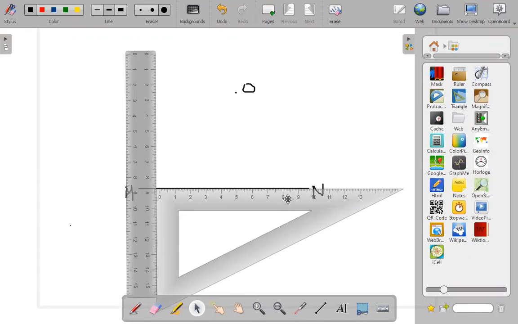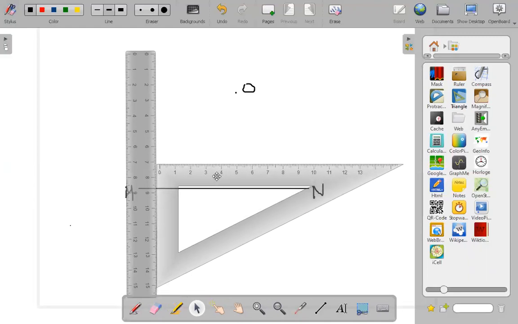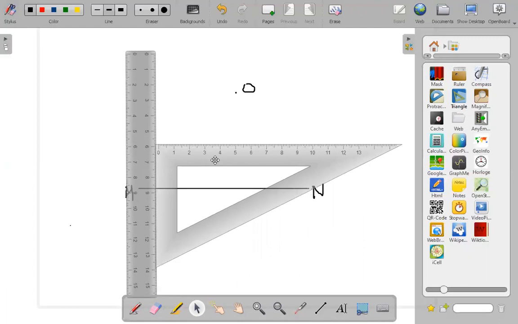Make sure it's resting just like this, exactly like this. All right, the set square is resting on the line, the initial line that you've drawn, and the other edge of the set square is touching the ruler, exactly the way mine is. Then hold your ruler very tight, and move your set square.